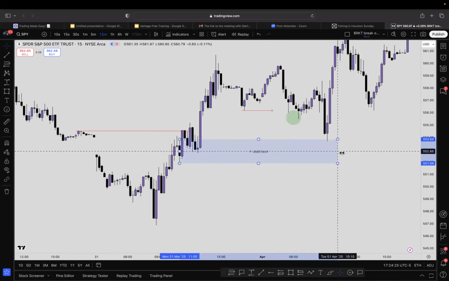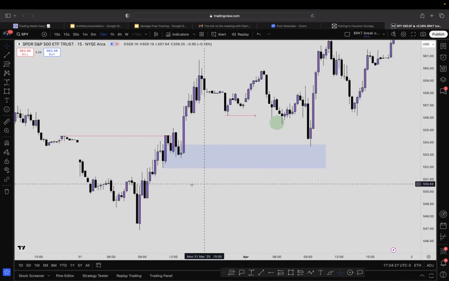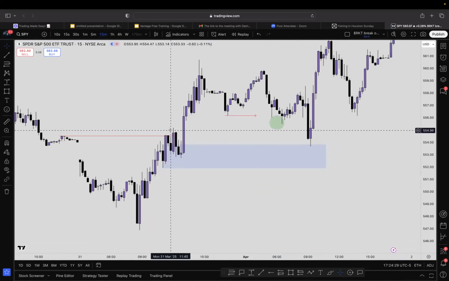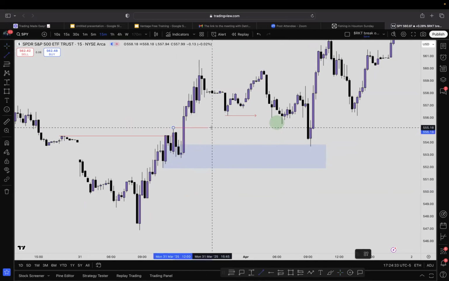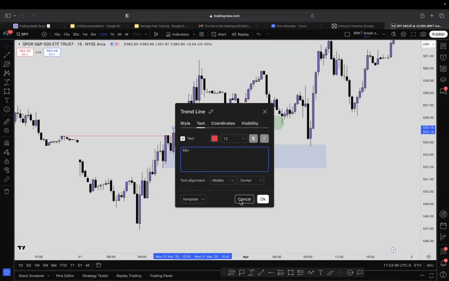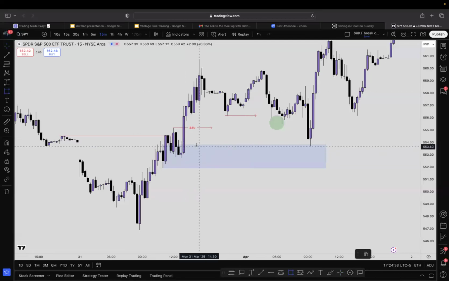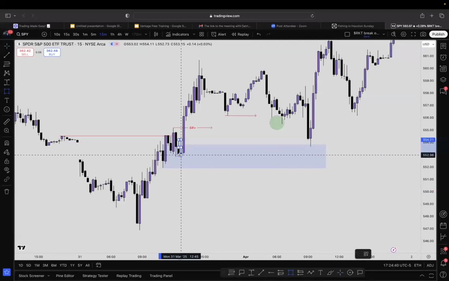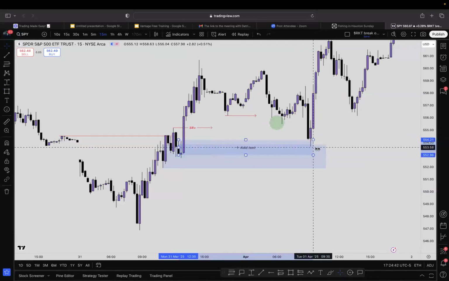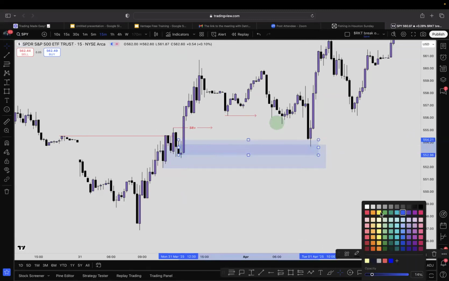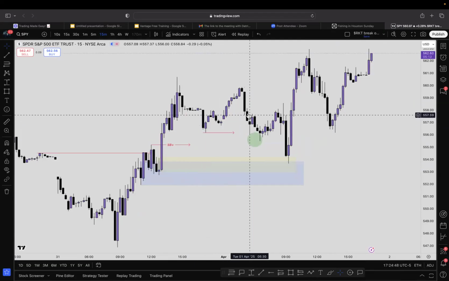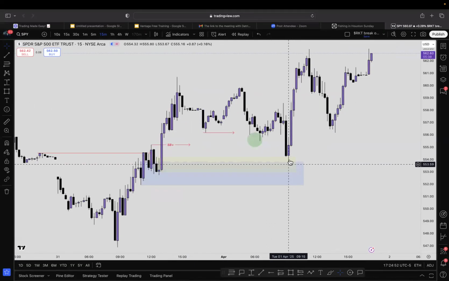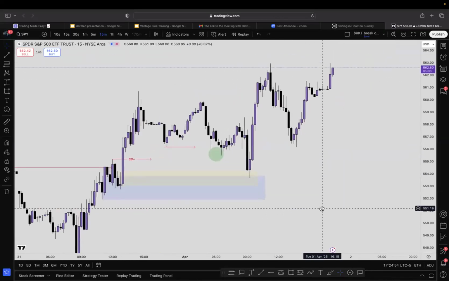Here we can see we have a demand zone right here. Price shifts, comes back to demand, pushes higher. Right here, we have a structure break. Here's the last bearish candle before that structure break. We have another demand zone here. Now we can see price manipulated the first low. We ran back down into this demand zone before pushing higher.